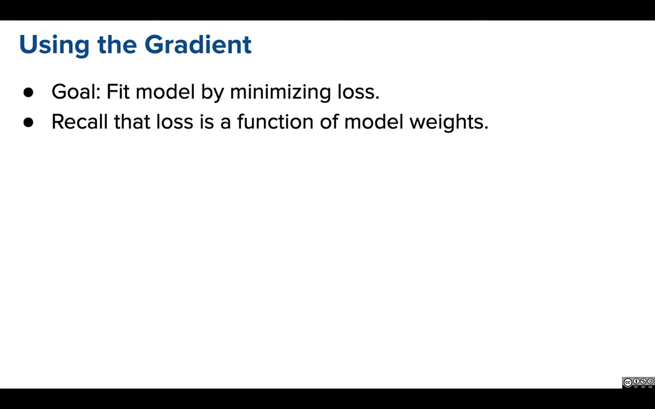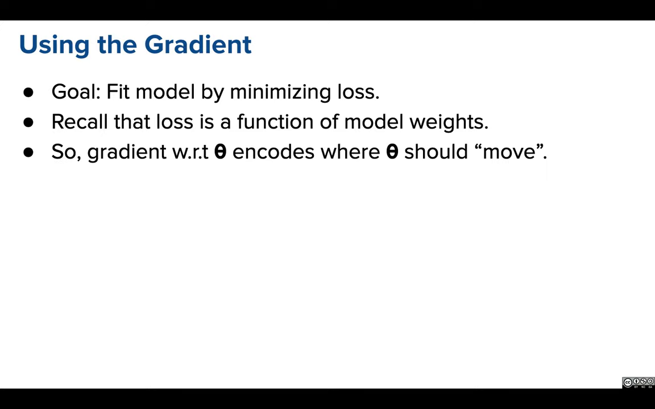All right, so now we can talk about gradient descent. The idea here is the gradient tells us some useful information about our function f. Again, our goal is to fit a model by minimizing loss. And the loss is a function of model weights. Because the loss is a function of model weights, we can interpret the gradient as some indicator of how the model weights should change to make the loss smaller than it was before.